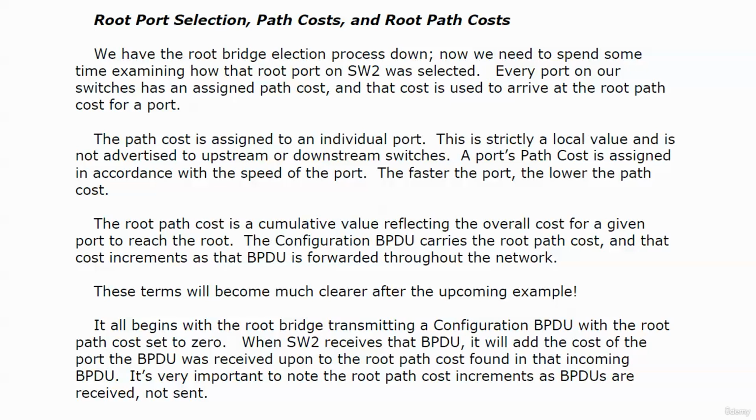So, we've got two terms that sound a lot alike here. We have path cost and then root path cost. The path cost is assigned to an individual port. This is strictly a local value and is not advertised to upstream or downstream switches in any way. A port's path cost is assigned in accordance with the speed of the port. The faster the port, the lower the path cost.